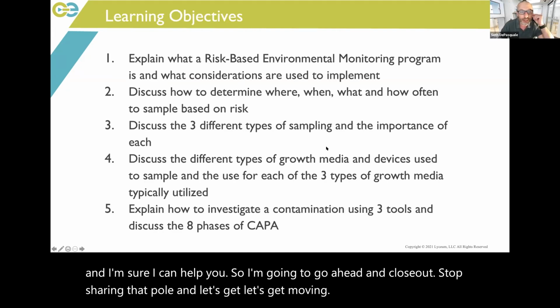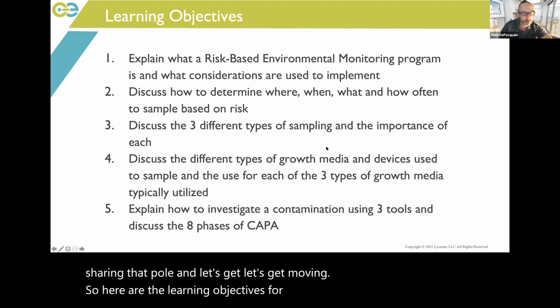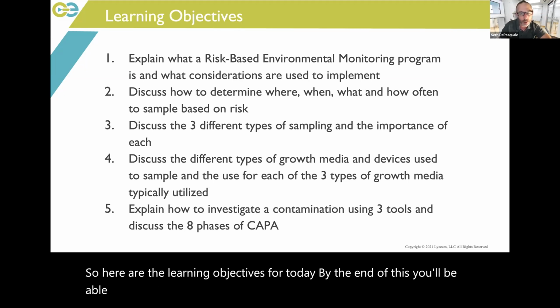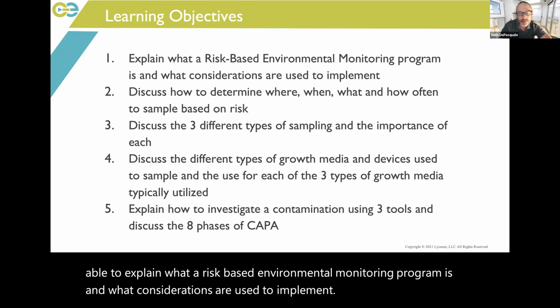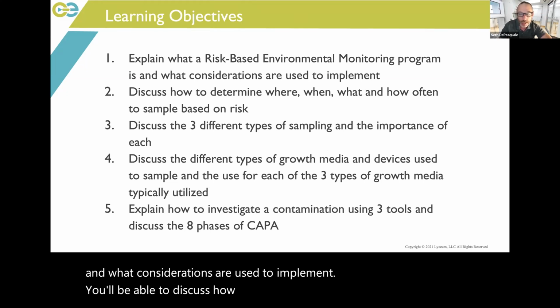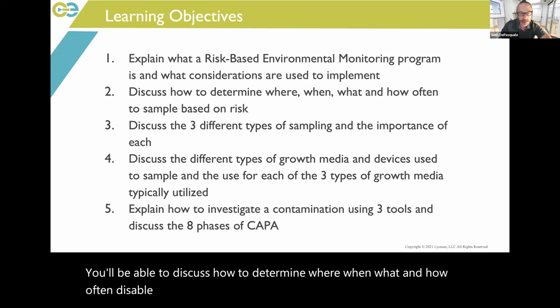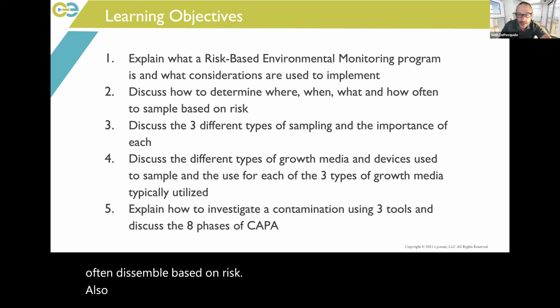So here are the learning objectives for today. By the end of this, you'll be able to explain what a risk-based environmental monitoring program is and what considerations are used to implement it. You'll be able to discuss how to determine where, when, what, and how often to sample based on risk. Also discuss the 3 different types of sampling and the importance of each.